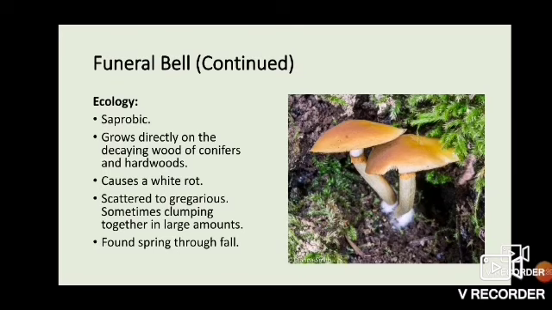These are saprobic mushrooms. They grow directly on the decaying wood of both conifers and hardwoods, and they cause a white rot, and you can see that there as well. And then these are scattered to gregarious, sometimes clumping together in large amounts, very similar to what you'd see with a honey mushroom or with enoki. And they are found spring through fall.